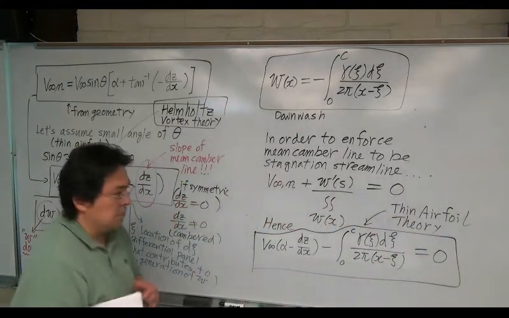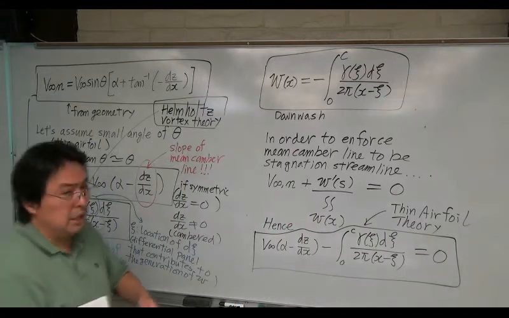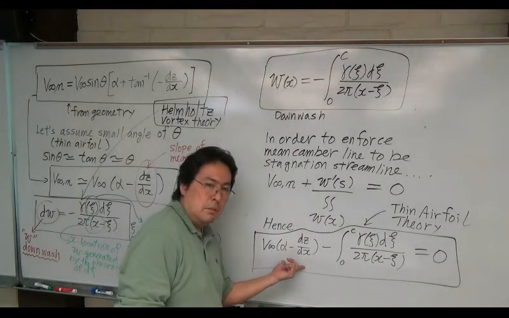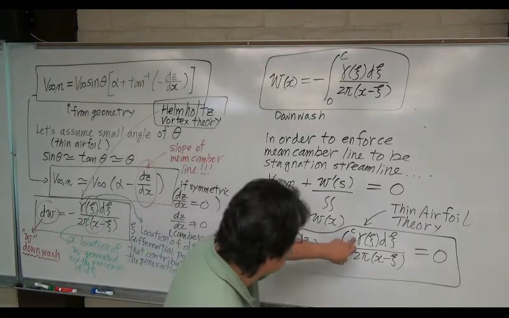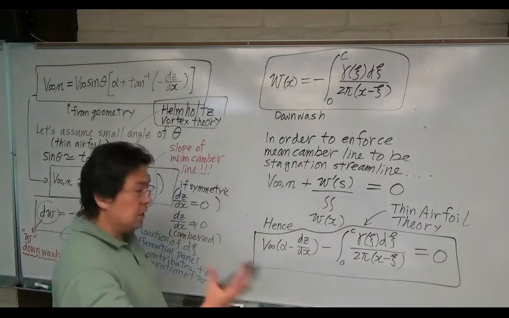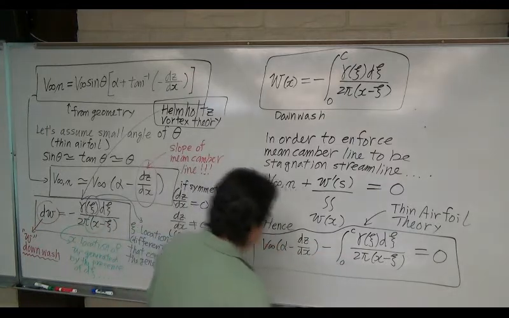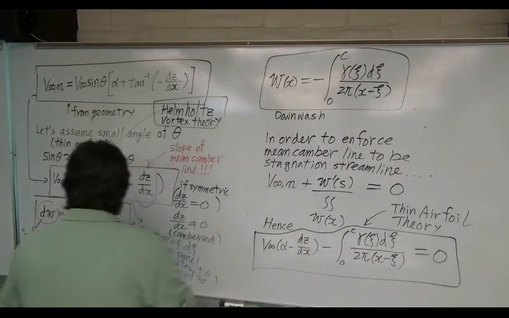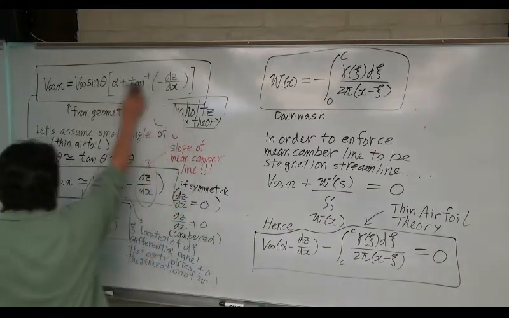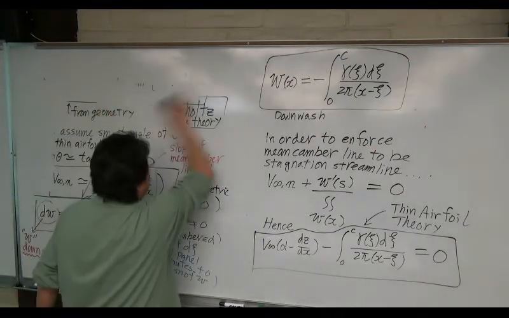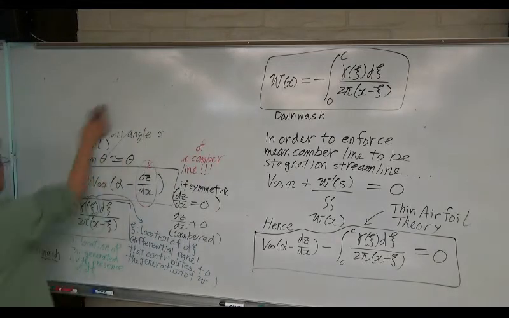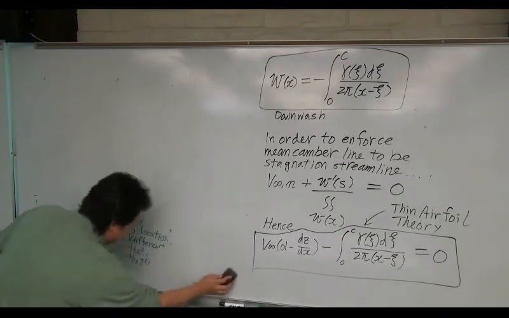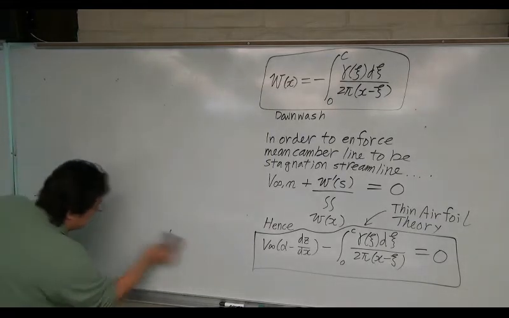So suppose you have 100 panels to represent the mean camber line, you come up with 100 equations you need to simultaneously solve to find the gamma you should have for each panel in order to satisfy this equation. So essentially that's what you're doing. That's the solution of thin airfoil theory. Now there is good news. Good news means that you can analytically solve this equation with something called the coordinate transformation technique.